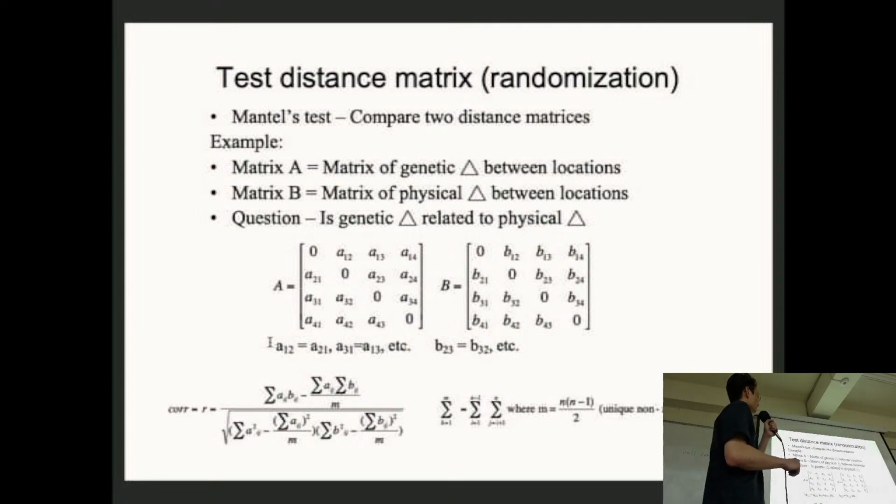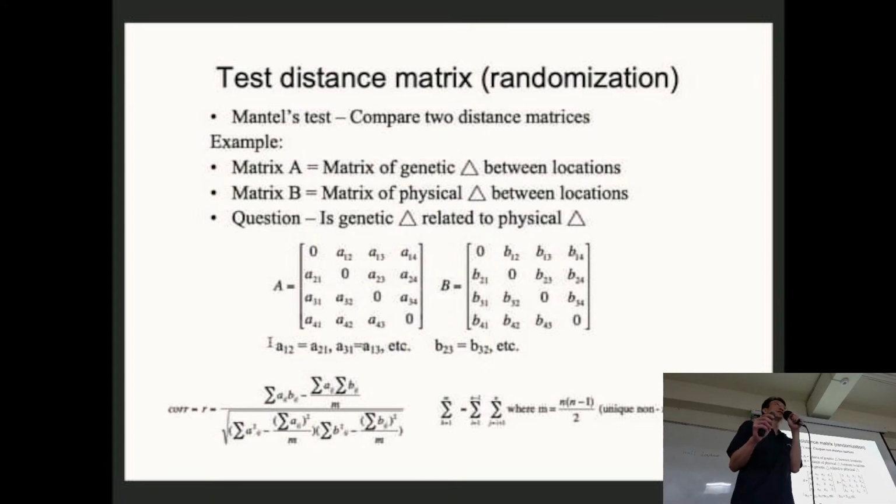And again, this matrix is symmetrical, right? A12 is A21, because that's distance. Okay? And then for the matrix B, I'll calculate the physical distance between the locations, the sampling sites, the geographical distance. Okay, the real distance of the two sampling sites. And my question is whether genetic distance is related to the physical distance.